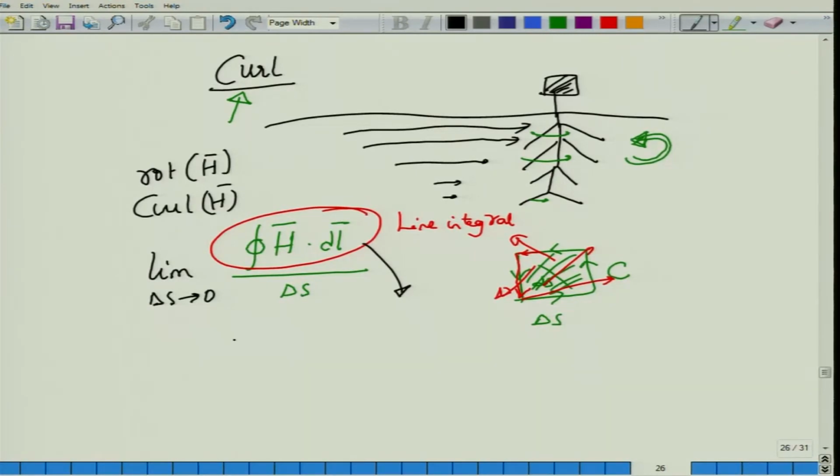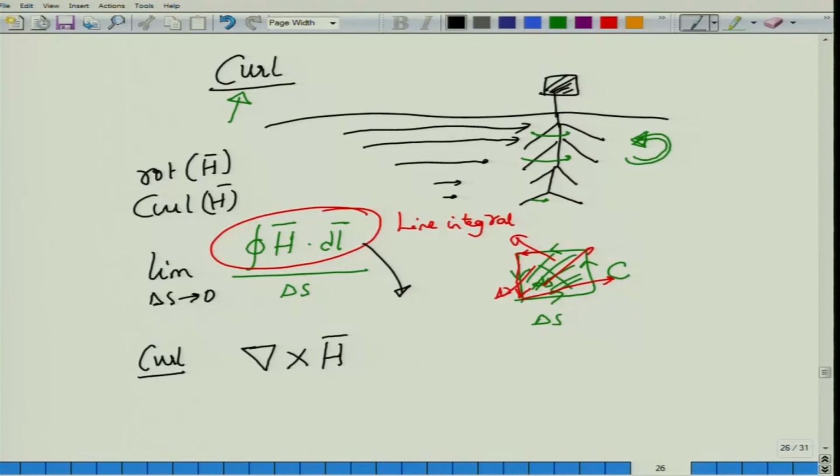Unfortunately for us, the expressions for this curl are not so simple, and in fact you can show that the curl of the field in the Cartesian coordinate system can be given by taking the del operator and taking the cross product of the del operator with respect to the field H. So this is your curl operation, this is a point operation, as the divergence operations are.